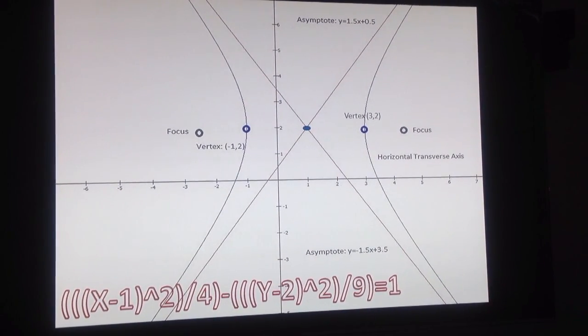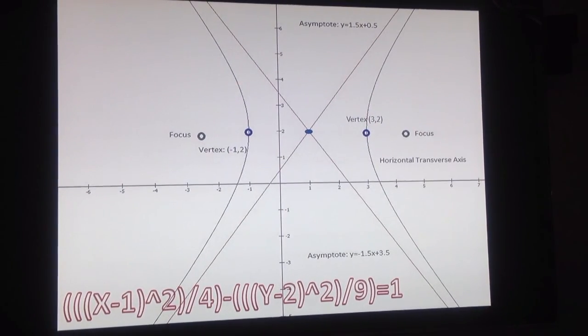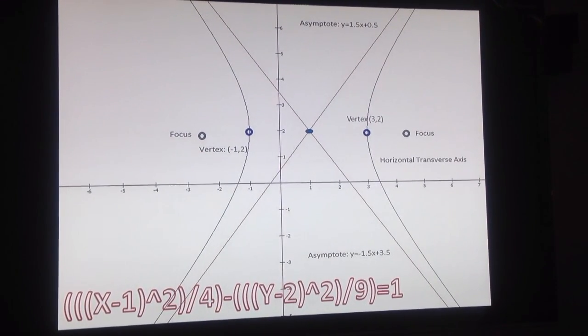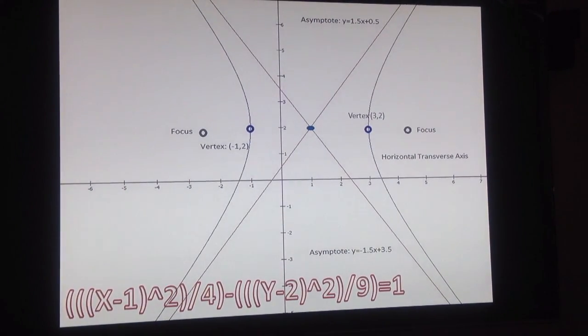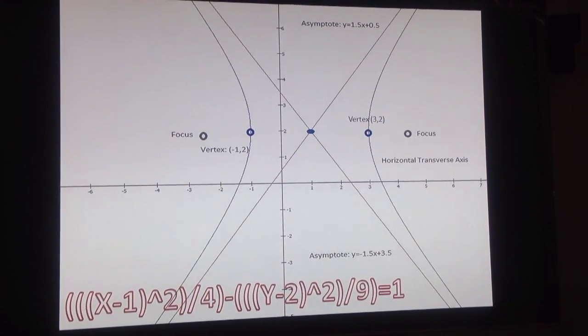If this graph was untranslated, the vertices would be 2, 0 and negative 2, 0. With the translation vector, they are negative 1, 2 and 3, 2. To find the foci, we must set c squared equal to a squared plus b squared. In this case, c squared equals 4 plus 9, so c equals square root of 13.